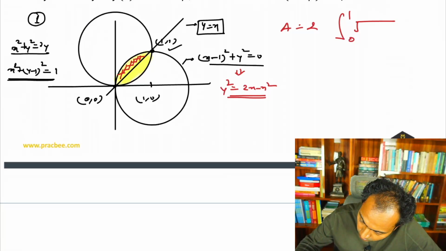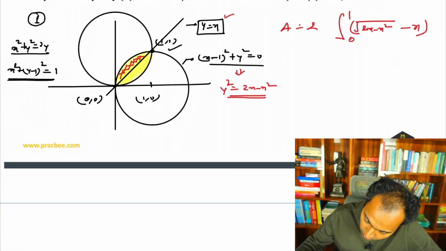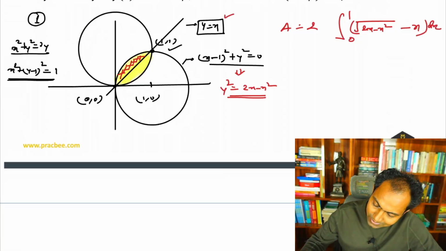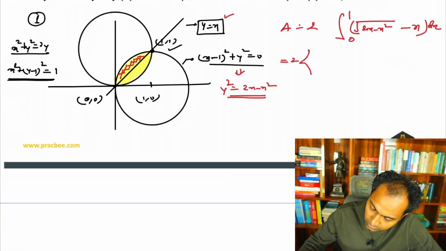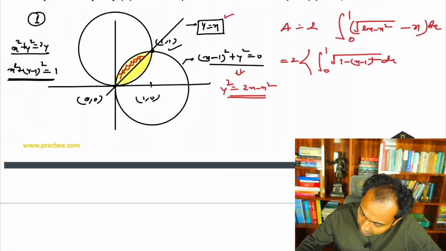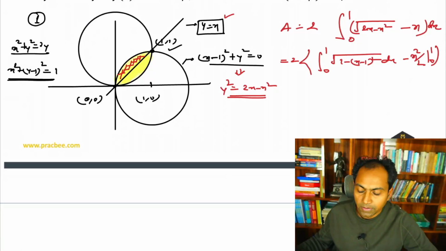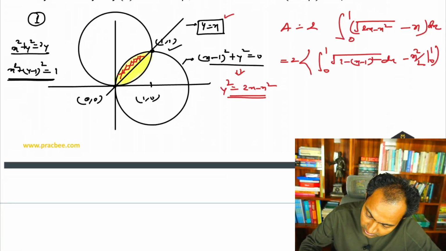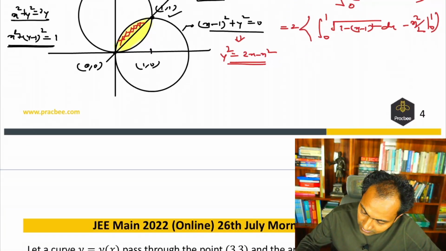So this will become root of 2x minus x square minus x, that is nothing but y is equal to x dx. Let us integrate this and get the answer. For doing integration, we will have to write this as root of 1 minus (x minus 1) whole square dx. And this next integration becomes nothing but x square by 2, 0 to 1. Now, once we have written it in this manner, let us figure out the integration and get the final answer.